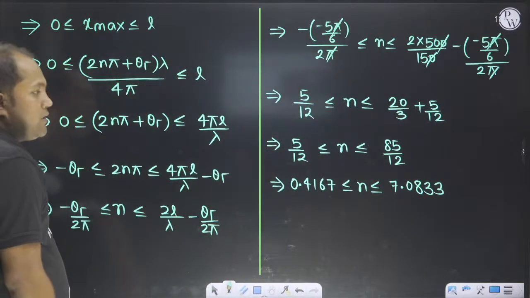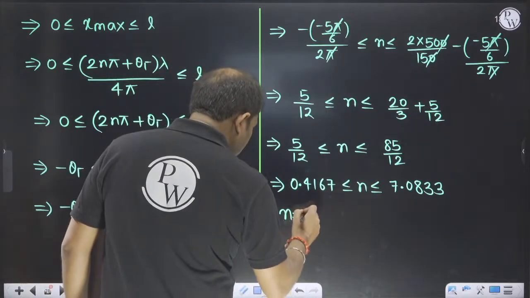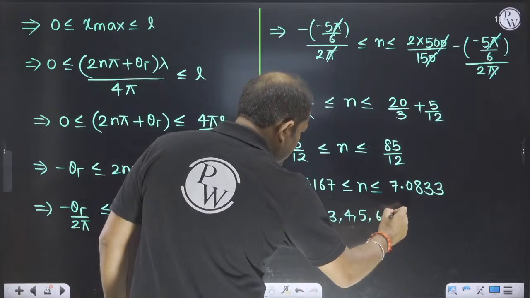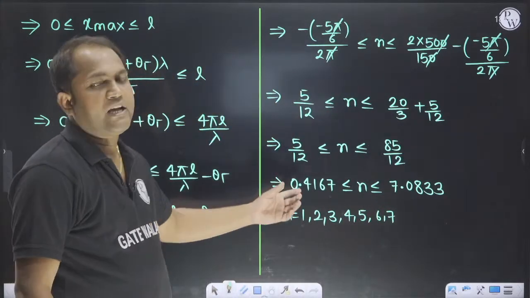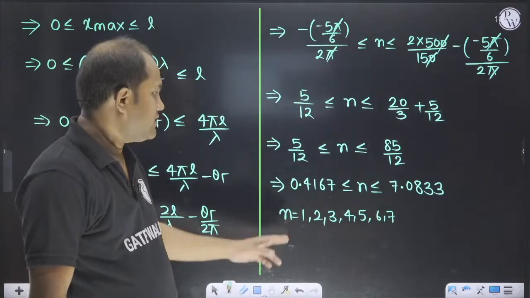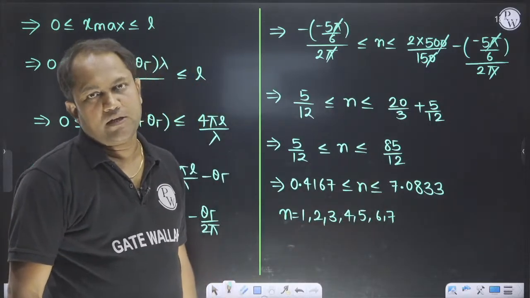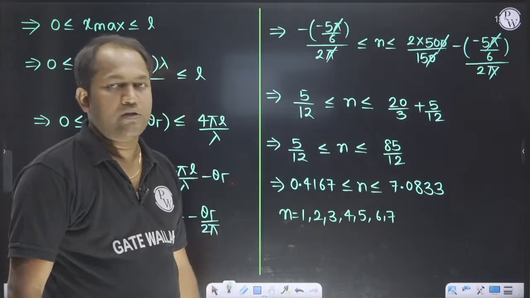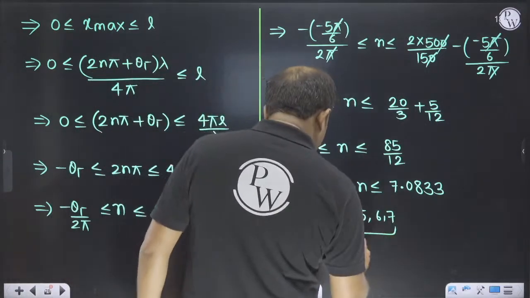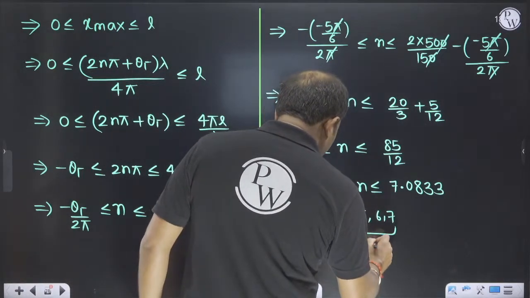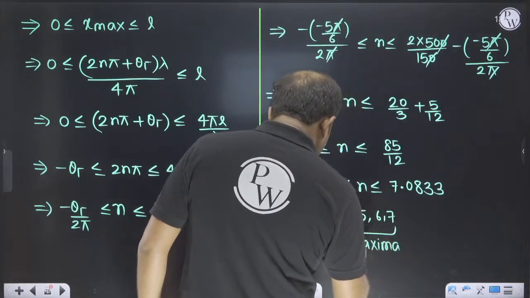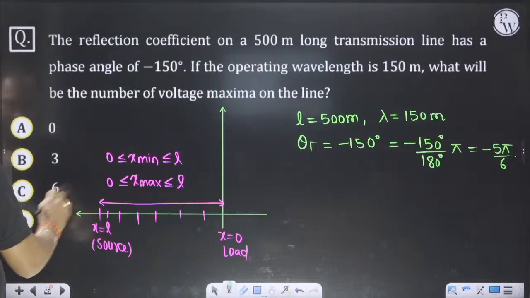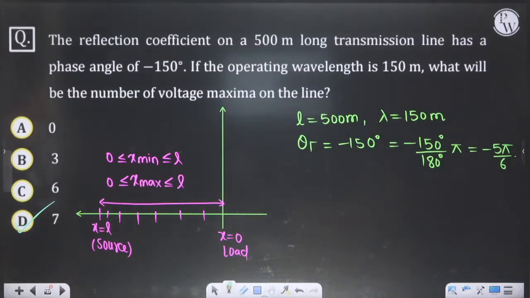So what will be the answer? The value of n will be 1, 2, 3, 4, 5, 6, 7. We cannot take n equal to 0 because it is not in the range, and we cannot take n equal to 8 because it is not in the range. So the integer value of n will be 1 to 7. So there are 7 maxima. The number of maxima is 7.